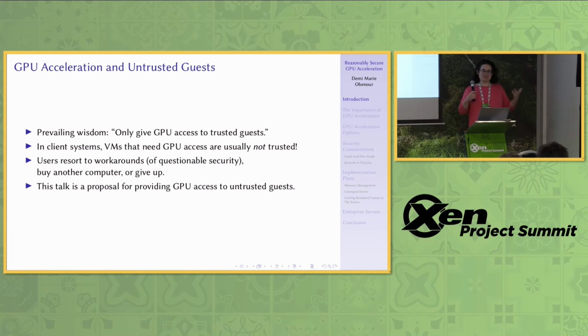The result is that users of systems like Qubes OS either wind up resorting to workarounds that are of questionable security, buy a whole other computer, or just give up. Those workarounds might be things like PCI pass-through, where we can't guarantee no unwanted persistence. This talk is a proposal for providing GPU acceleration to untrusted guests in a reasonably secure and supportable way.